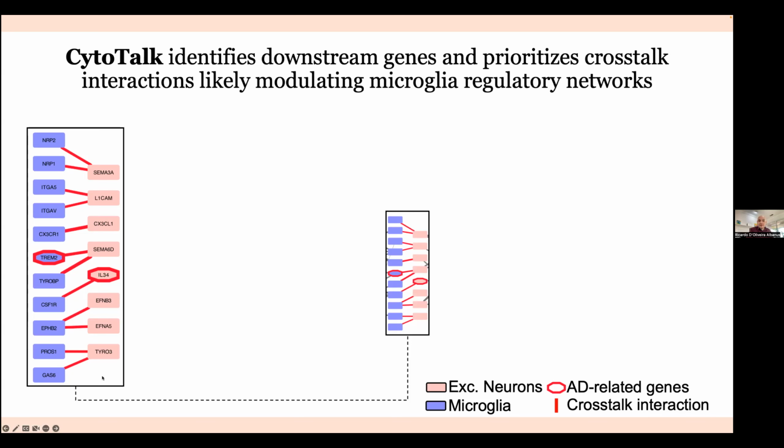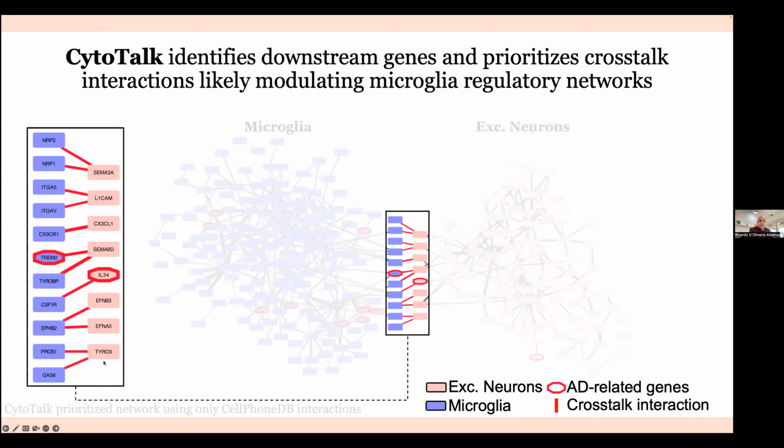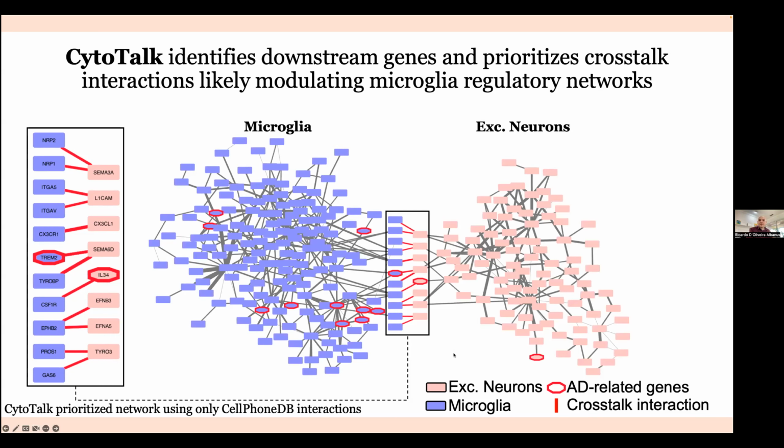So on the left, we have a subset of the ligand-receptor pairs we identified previously with CellPhoneDB. And here's a reconstructed crosstalk network using CytoTalk. So you can hopefully appreciate that this gives us a very powerful way to query the biology of these crosstalk interactions and identify what's downstream of them. And what's important is that we see many of those red Alzheimer's disease-related genes in the microglia side of the network, which indicates that the crosstalk signaling between microglia and neurons is predicted to affect disease-relevant genes.